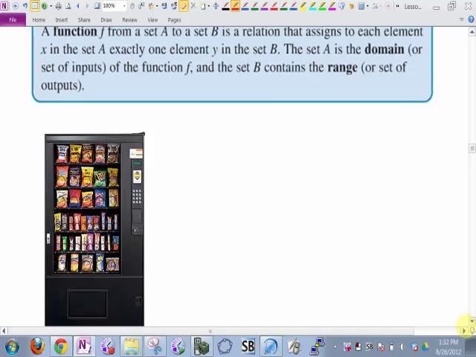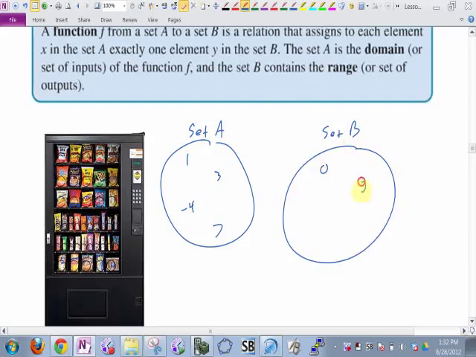First of all, what is a function? So let's say I have a set of numbers. We'll call this set A: 1, 3, -4, 7. Maybe over here we have set B. It's got 0, 2, -3, 6, 11, like that.